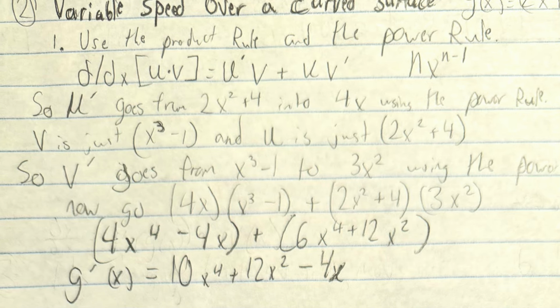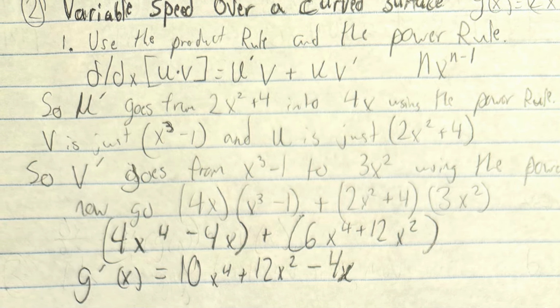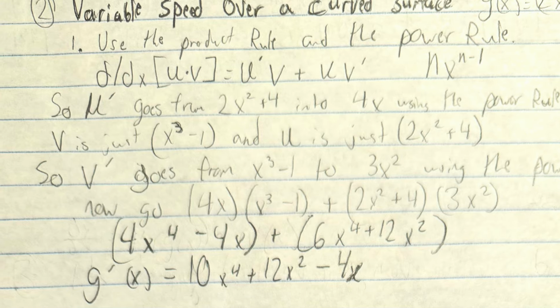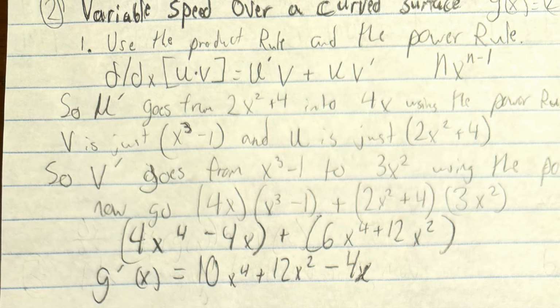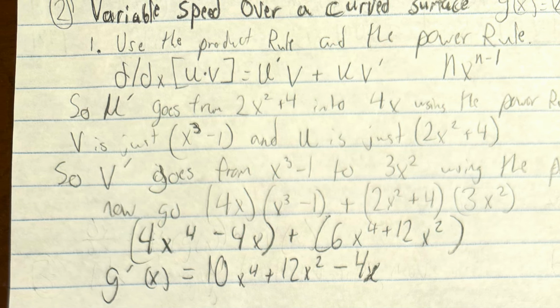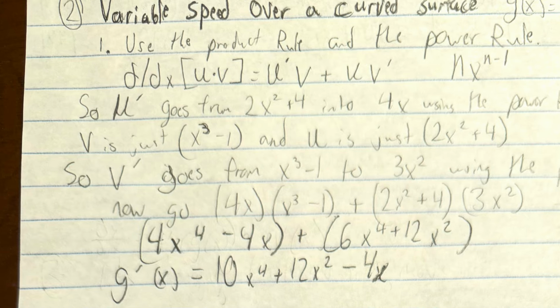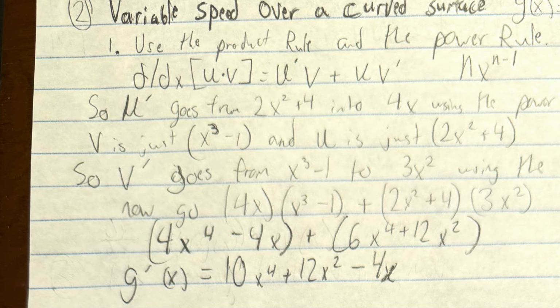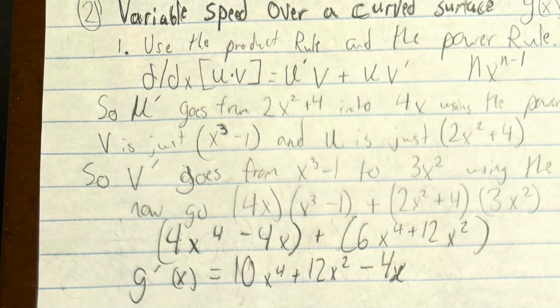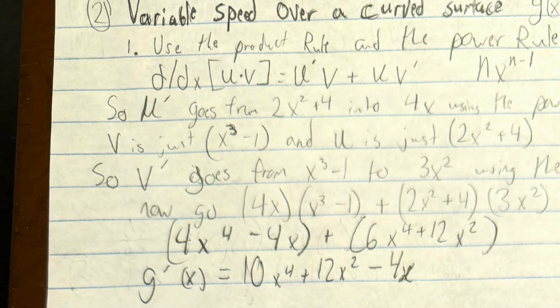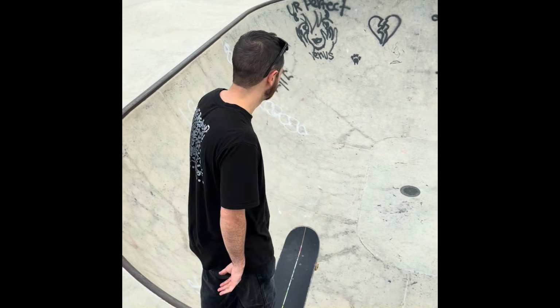And then once you solve that whole thing using algebra, you would get the derivative of g of x is equal to 10x to the power of 4 plus 12x squared minus 4x, and that's how you find the final one.